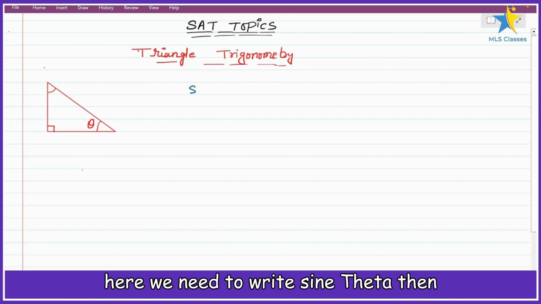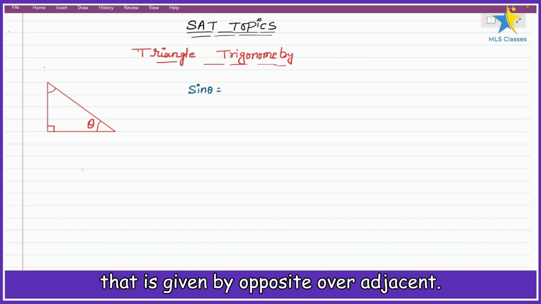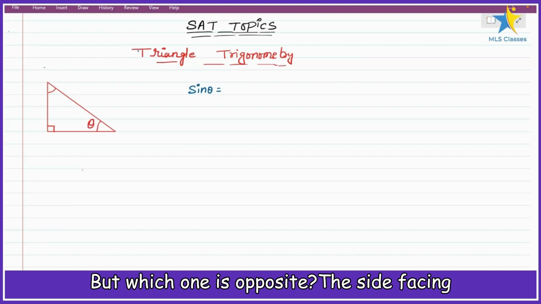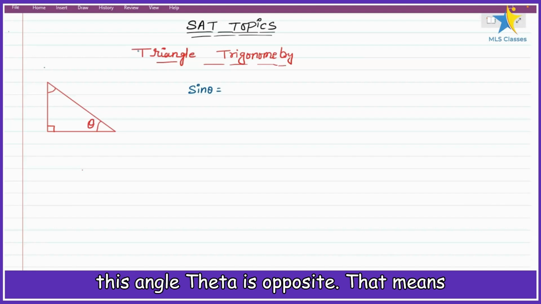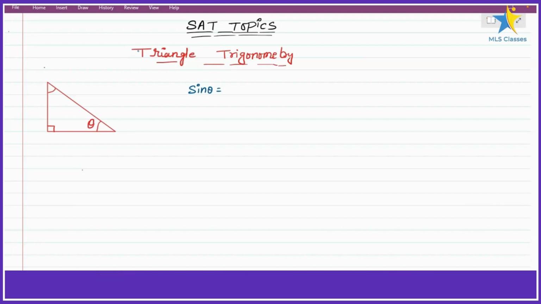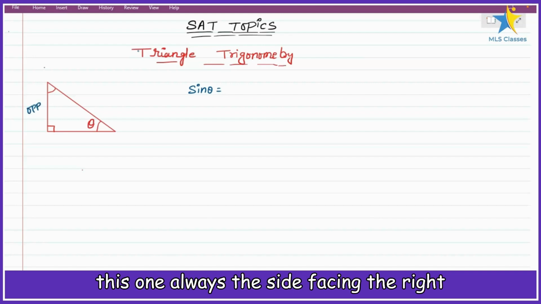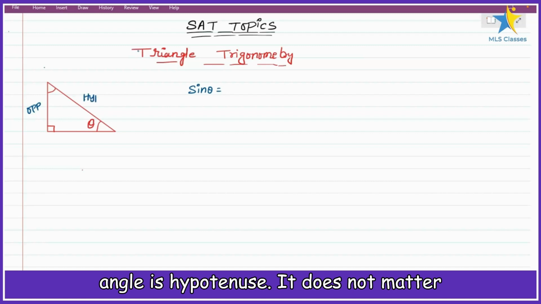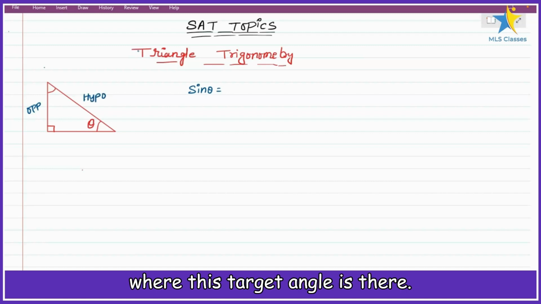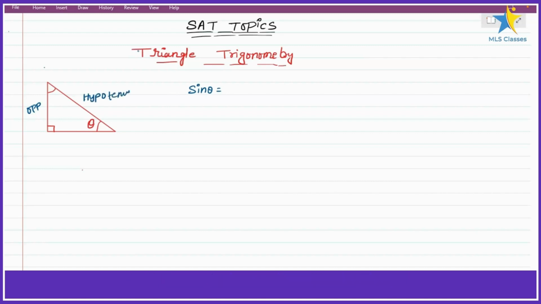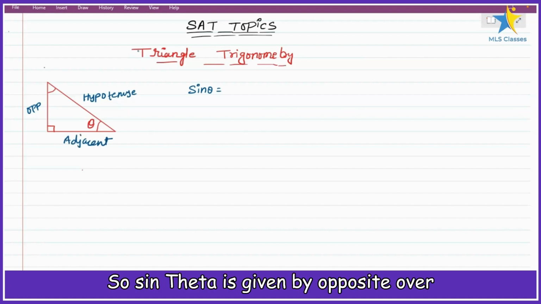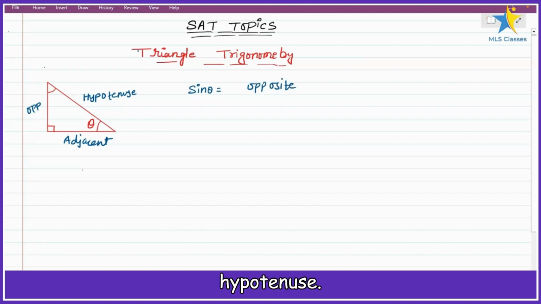Suppose here we need to write sine theta. Then that is given by opposite over hypotenuse. But which one is opposite? The side facing this angle theta is opposite. That means this will be the opposite. The side facing the right angle is always the hypotenuse. It does not matter where the target angle is. Then this is adjacent. So sine theta is given by opposite over hypotenuse.